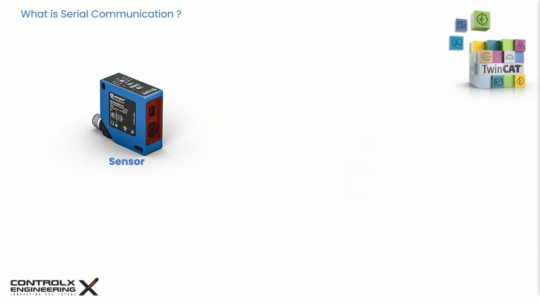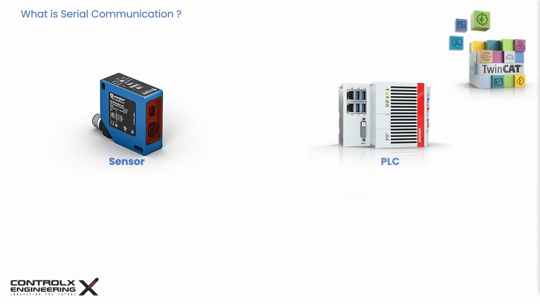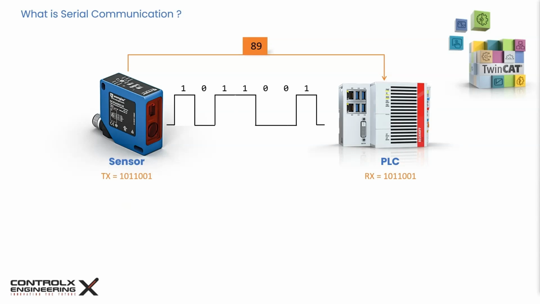Imagine we have a sensor that uses a serial interface to communicate its measurement data to the PLC. Suppose it has a measurement value of 89 that needs to be transmitted over its serial interface. This value will be sent by the sensor over the transmit signal wire in binary form using ones and zeros, and ultimately received by the PLC. For transmission, these bits are sent sequentially over the transmit line. Meanwhile, at the PLC side, the data is received sequentially and stored into a receive buffer. We will review the actual mechanism with respect to TwinCAT later in this tutorial.